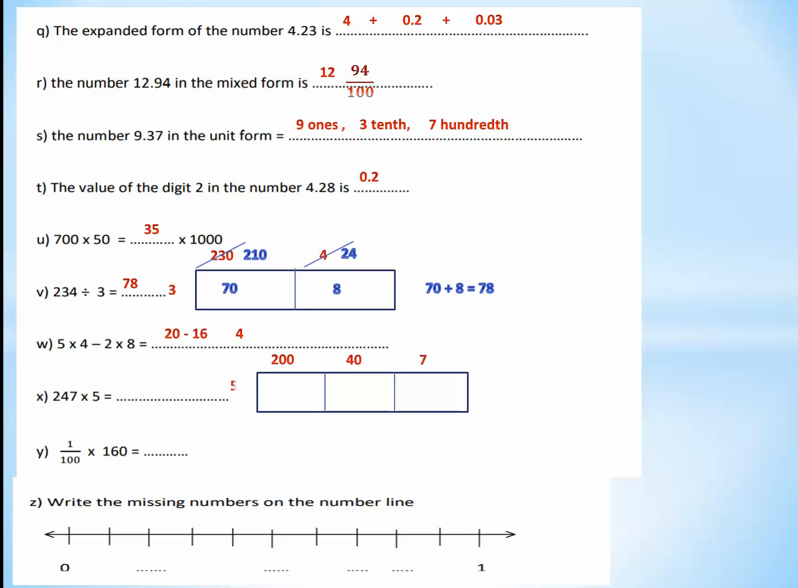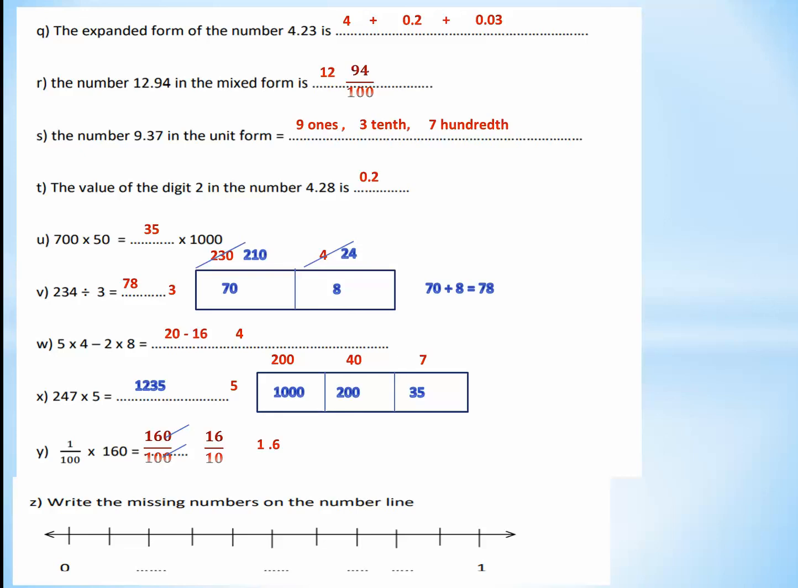240 and 7 times 5 is 35, 40 times 5 is 200, so it will be 1235. 1 over 100 times 160, it will be 160 over 100, cross the first zero, it will be 16 over 10, it will be 1.6.